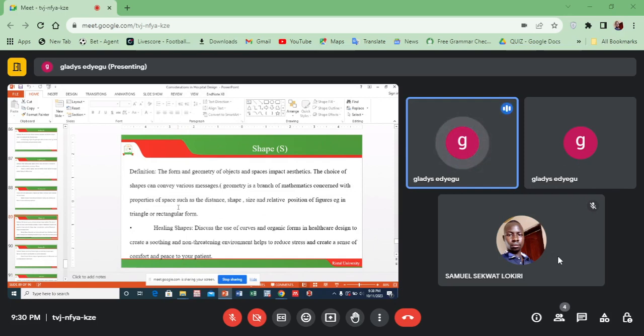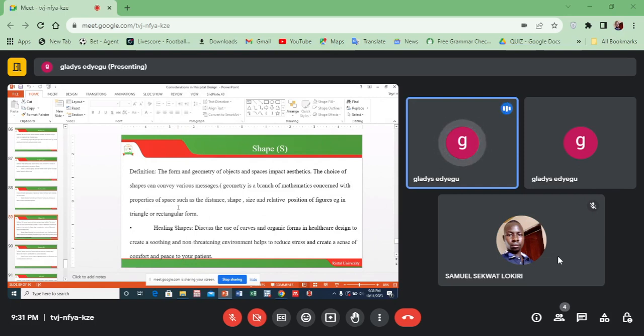Geometry is a branch of mathematics concerned with the properties of space, such as the distance, the shape, the size, and relative position of figures. For example, you can make a space in the form of a triangle or a rectangle. When you put it in that form, does it portray any kind of beauty? How does it look? You have to put that into consideration.